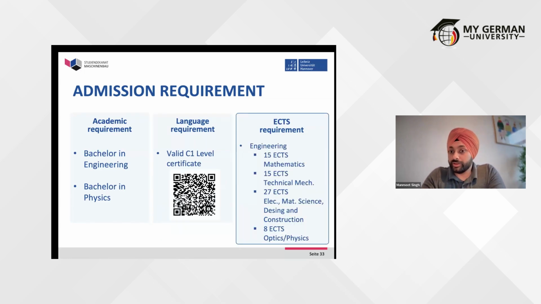Then about the credit requirements. When someone is coming from an engineering field, we prefer them to have at least 15 credits of mathematics in their bachelor's, 15 credits of technical mechanics, 27 credits from electrical engineering, material science, design and construction, and 8 credits of optics and physics.